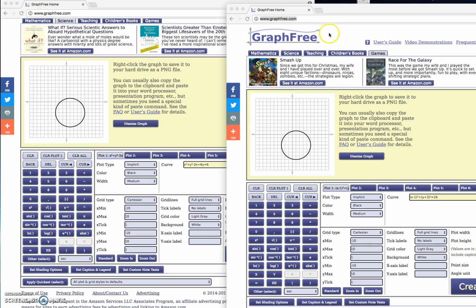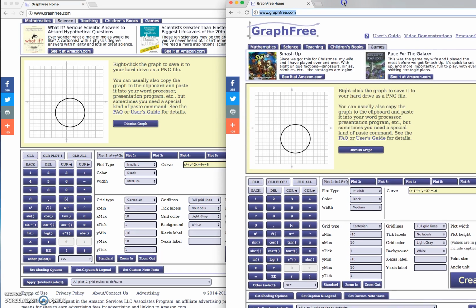www.graphfree.com. Respect to the people that created this website. That's pretty cool. Look at my equations that I'm going to be graphing here.